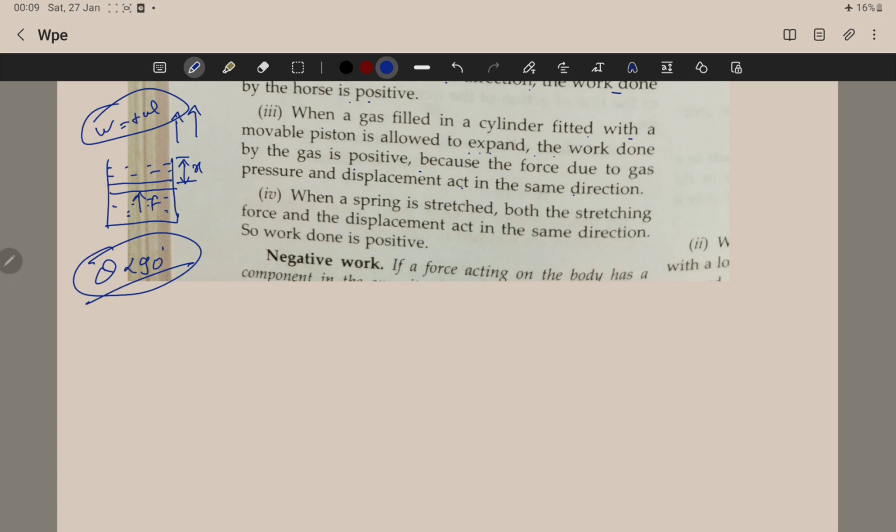Next, when a spring is stretched, both the stretching force and the displacement act in the same direction, so the work done is positive. Let's say there is a spring, and when we apply some force, the spring gets stretched. There is some displacement of the spring, so force and displacement are in the same direction, and the work done becomes positive.